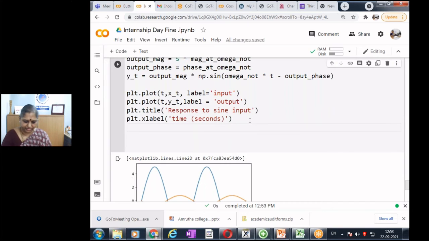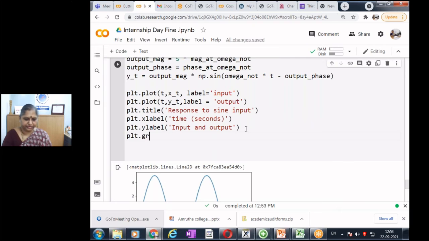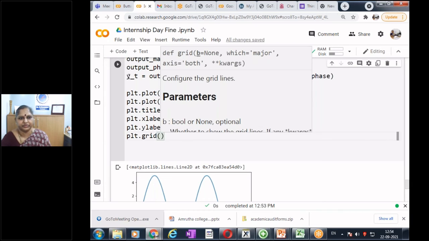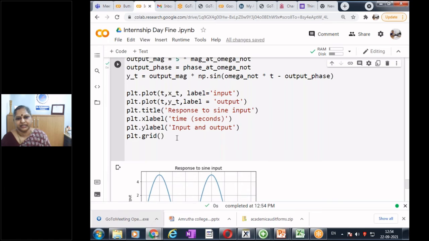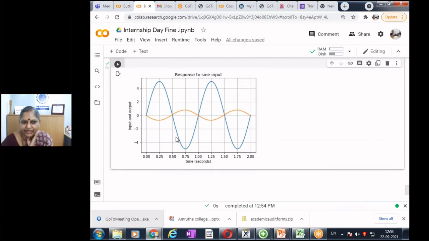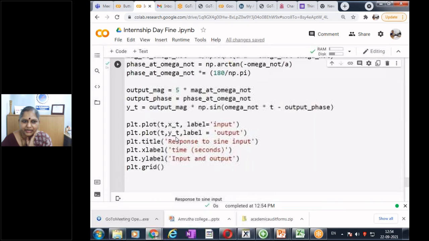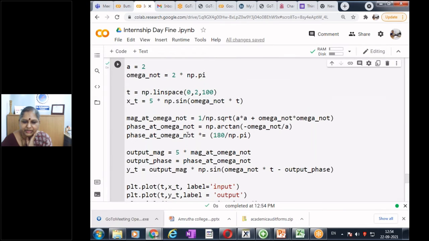And what is my Y label? PLT dot ylabel, which is either the input or output, and it is always good to have the grid on. And this is what we have. So run it. This is when I have given my A, I have selected my A as something. Any doubt here? I'm running it, I'm seeing the output.